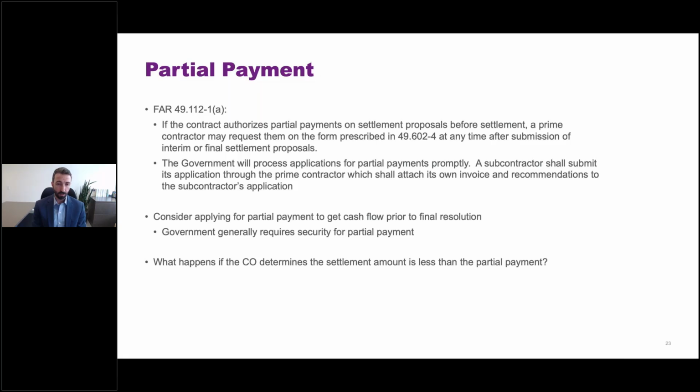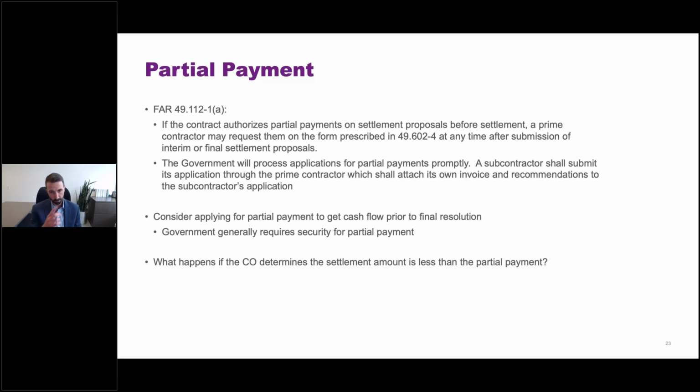You may find yourself in the situation of needing some cash flow, and it can also be to the benefit of the government to get some final resolution. Say there might be a subcontract dispute brewing, and if you can pay the subcontractor and resolve that, it'll smooth the process overall. The FAR contemplates a process for requesting partial payment. FAR 49.112-1(a) explains that if the contract authorizes partial payments on settlement proposals before settlement, then the prime can request them. And there's a form for requesting them.